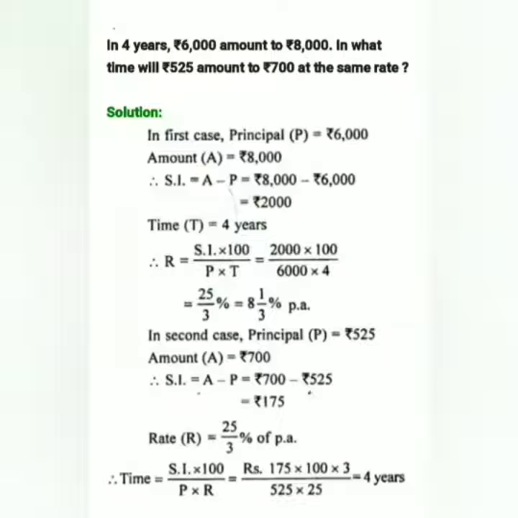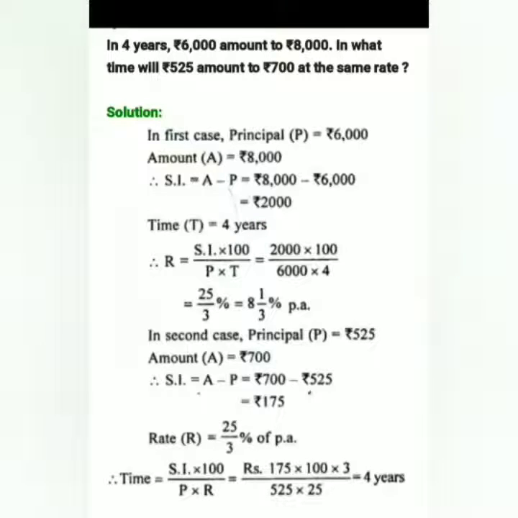Again we will be finding out the interest. Interest will be amount minus principal, that is coming 175, and the rate percent is already given to us. Principal is already given to us, 525. Same formula. From the simple interest formula we can find out the time. In the first part also we found it by applying the simple interest formula. Here also we will be doing that only.